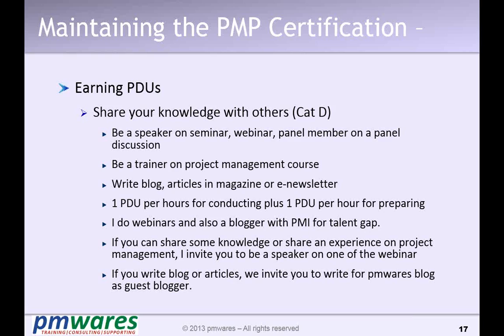Suppose you gave a 2-hour speech on one of the functions or events. So for 2 hours you get 2 PDUs for delivering, and suppose you spent 5 hours preparing it. You can say that those 5 hours it took me to prepare for this event, so 5 more PDUs for that. Now nobody can verify. You have to honestly tell how many hours, and you can claim PDUs for that. But there should be some rationale between what you deliver and how many hours you have put into that.